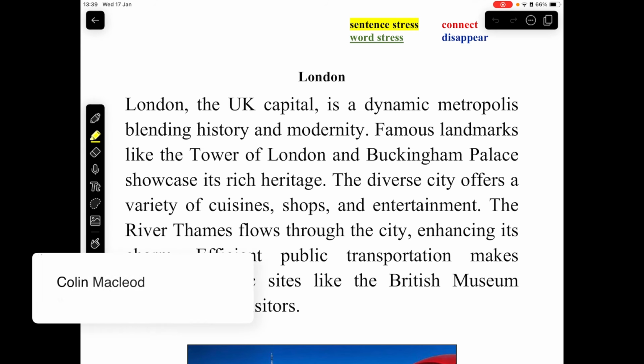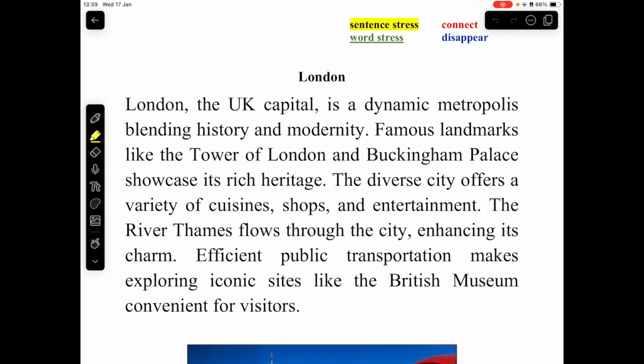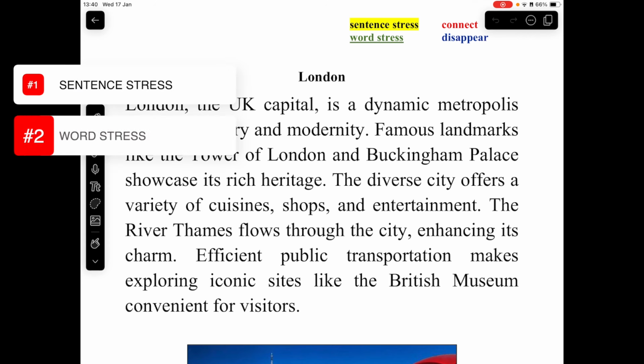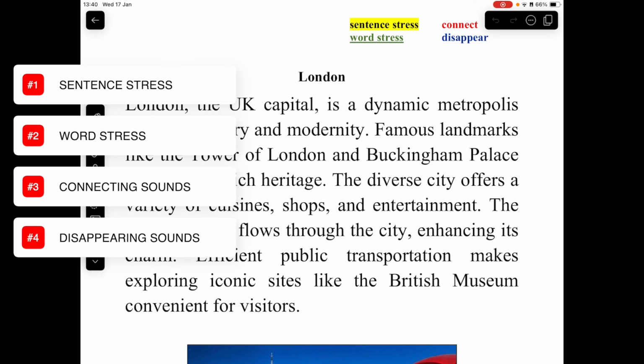In this video, I'm going to teach you how to read this text out loud like a native speaker. I'm going to focus on 4 different aspects of speech. First of all, sentence stress, then word stress. Then we're going to look at how sounds connect between words when words blend together. And then we're going to look at where some sounds are disappearing.